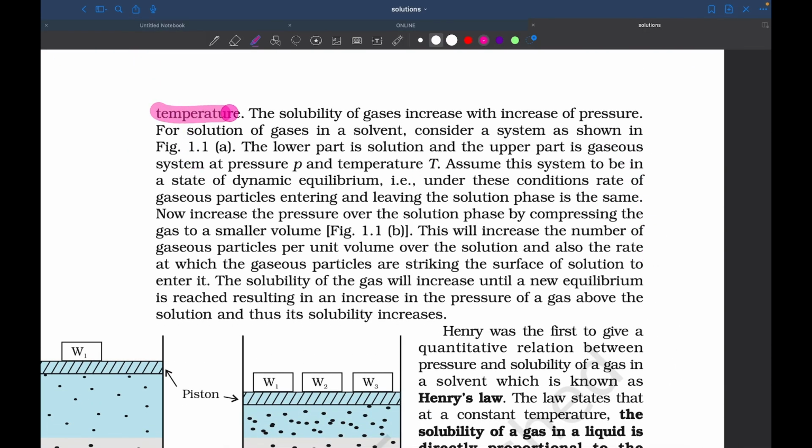The solubility of a gas increases with increase in pressure. So this is Henry's law. The solubility of the gas increases with the increase in pressure.